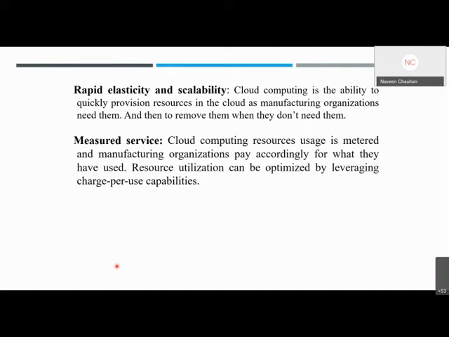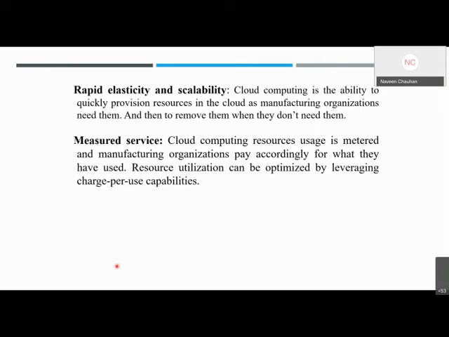Next comes rapid elasticity and scalability. As far as rapid elasticity and scalability is concerned, cloud computing definitely provides this ability. It quickly provisions resources in the cloud as the manufacturing organization needs them, and then removes them when they don't need them. So this is on the fly. This is called rapid elasticity and scalability.